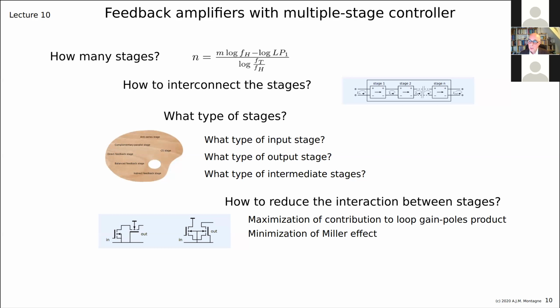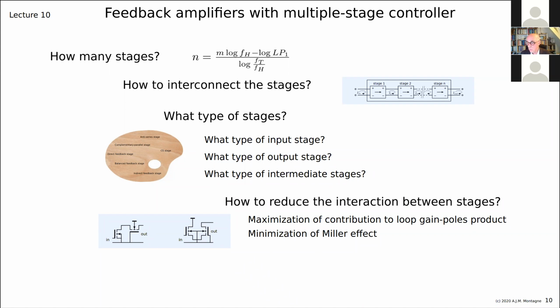So it would be nice to have a number telling us, okay, it's not that high, it's low, so we can do the design, and if it must be high, then maybe we need 2 amplifiers, 2 feedback amplifiers. But if we connect stages in this controller, how do we interconnect them? What is the rule for interconnecting them?